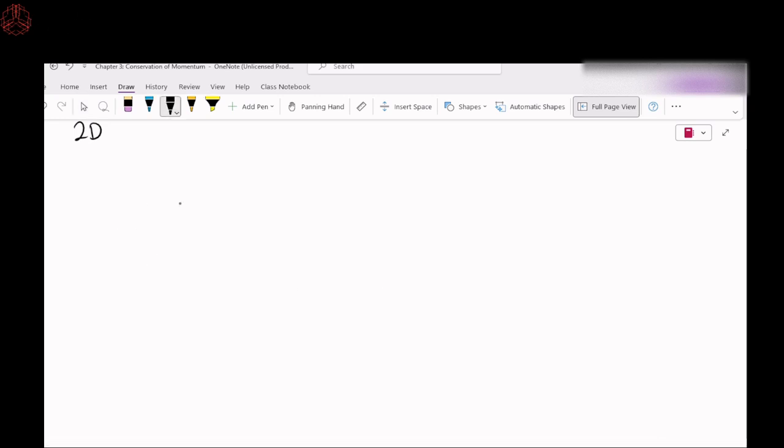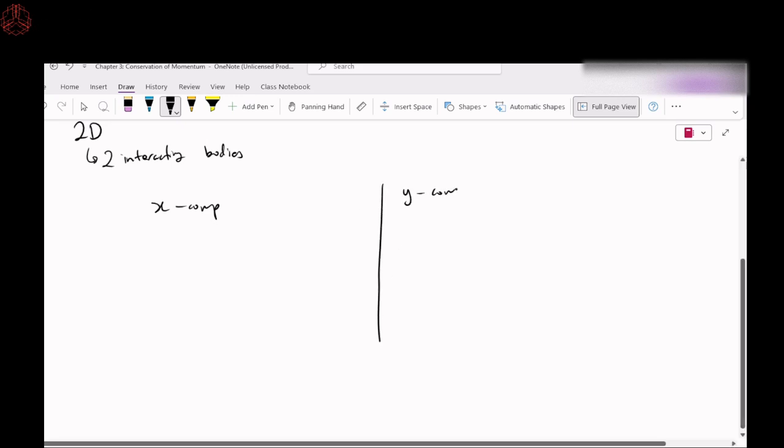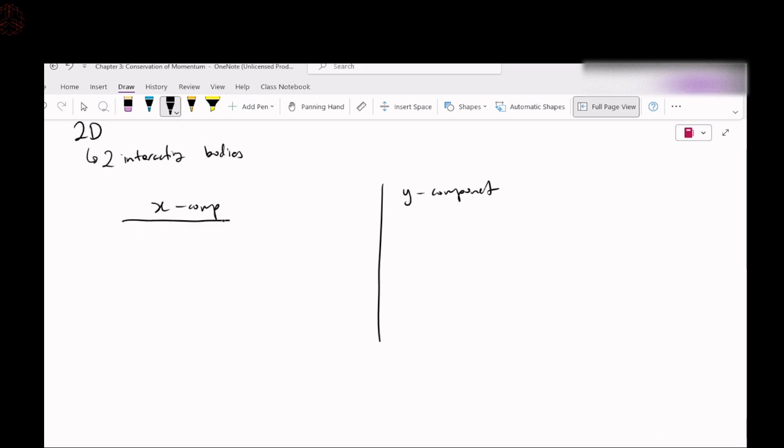What that simply means is that if I have two interacting bodies, I have to split their velocities into x and y components. In the handout that I have given you, you should find a table which says x component and y component. And you will have to apply conservation of momentum to x and y components individually.